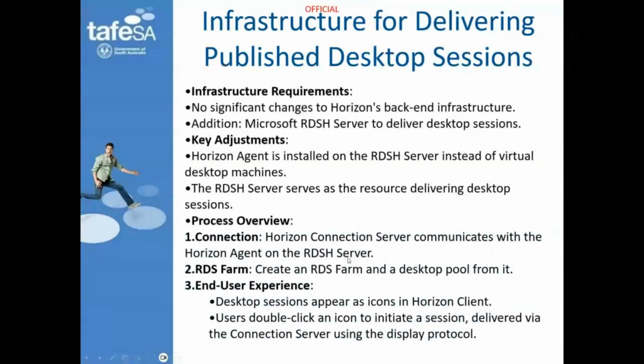So the agent is a bit of software that allows communication and management. The remote desktop service farm, we create a remote desktop service farm and a desktop pool from it. And then basically we configure the entitlements so that the right users get the right things. And then when the user double clicks on it through the Horizon client, they deliver a connection server using the normal display protocol, which is the VMware Blast remote desktop protocol or PC over IP, whichever one you want to choose.